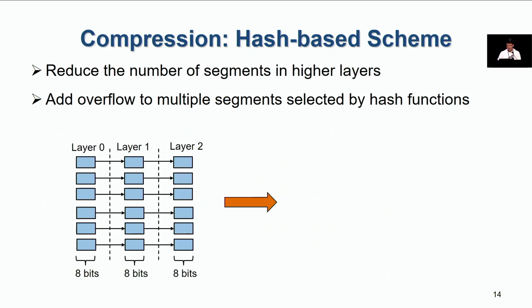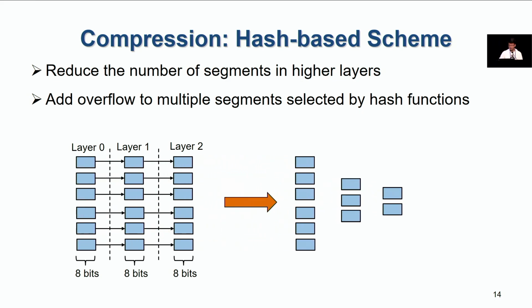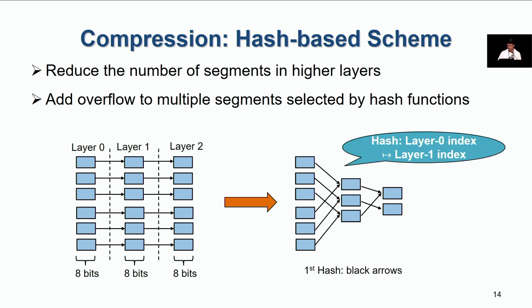Now we design a hash-based compression scheme. Specifically, we reduce the number of segments in higher layers. For example, instead of 6 layer 1 segments, we can use only 3 segments. Accordingly, we add the overflow to multiple higher layer segments selected by hash functions. The hash function hashes the index of the overflow segment to a higher layer index. Here we show an example using 2 hash functions highlighted in different colors.